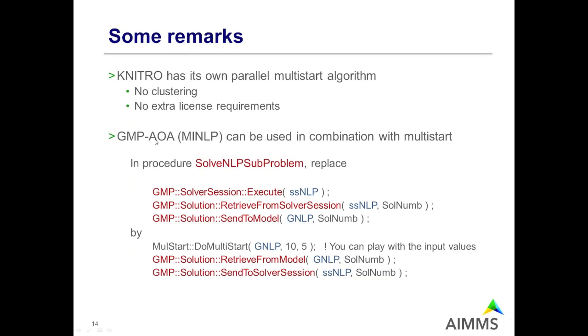The AOA algorithm can be used in combination with multistart, namely inside the procedure solve NLP problem, which is used by this algorithm. You then have to replace some code, namely the code over here, which executes one NLP solve, and replace it by a multistart solve, which is done over here. In that way, if you have a nasty non-convex problem, you might end up with a better solution, because in every iteration you might have a better NLP solution. That's the idea.